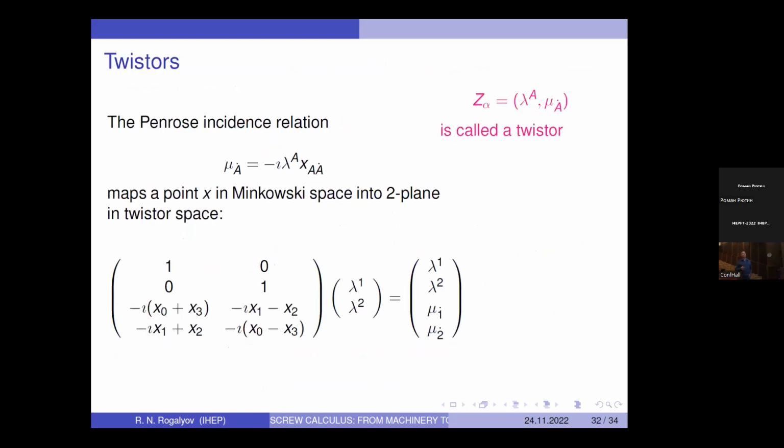Such a spinor pair is called a twistor, and the relation between two spinors can be considered also from another side. That is, the incidence relation maps a point in Minkowski space into a two-plane in twistor space. Thus, we have a description of Minkowski space as a Grassmann manifold in the twistor space.